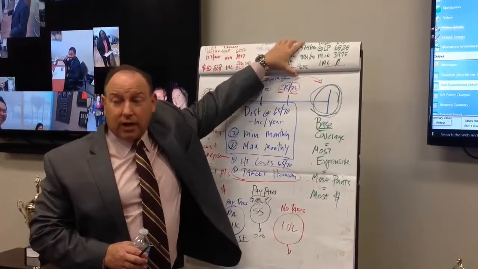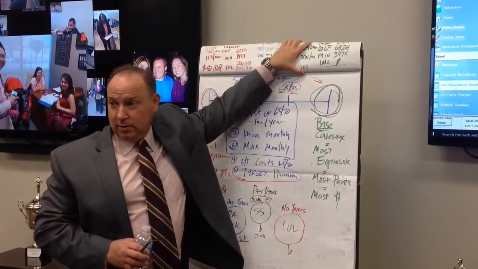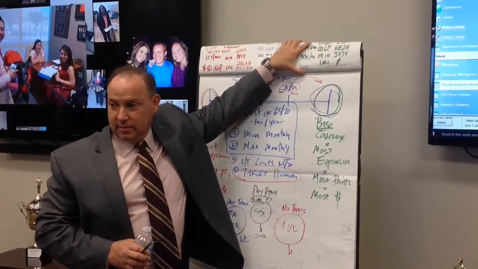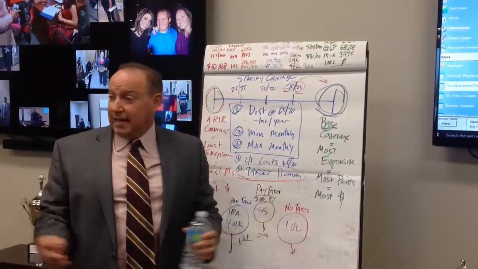And if income is their goal, they've got more coverage and more income, and I got paid more. Income's my goal, it's their goal, plus they get more death benefits.